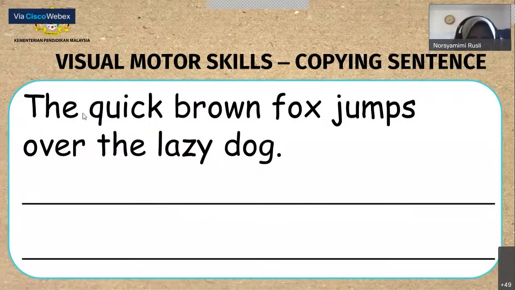Do you have any idea why we use this sentence to assess visual motor and writing skills? Is there anyone who used this sentence to check on their students' writing skills? Good, all letters of the alphabet are there. Yes, that's true. It contains all the letters from A to Z.